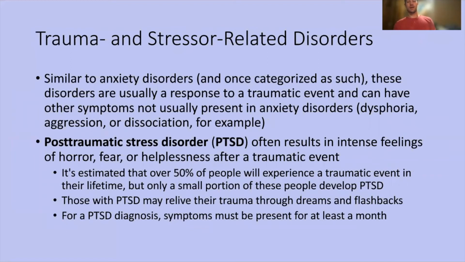And the third type of disorders in this group, trauma and stressor-related disorders. So similar to anxiety disorders, and they were actually once categorized as anxiety disorders, but they've since been separated in DSM-5. These disorders are usually a response to a traumatic event, and can have other symptoms not usually present in anxiety disorders. So all those symptoms that we spoke about before are present in trauma and stressor-related disorders, but they will also experience dysphoria, aggression, dissociation. Those are just a couple of them.